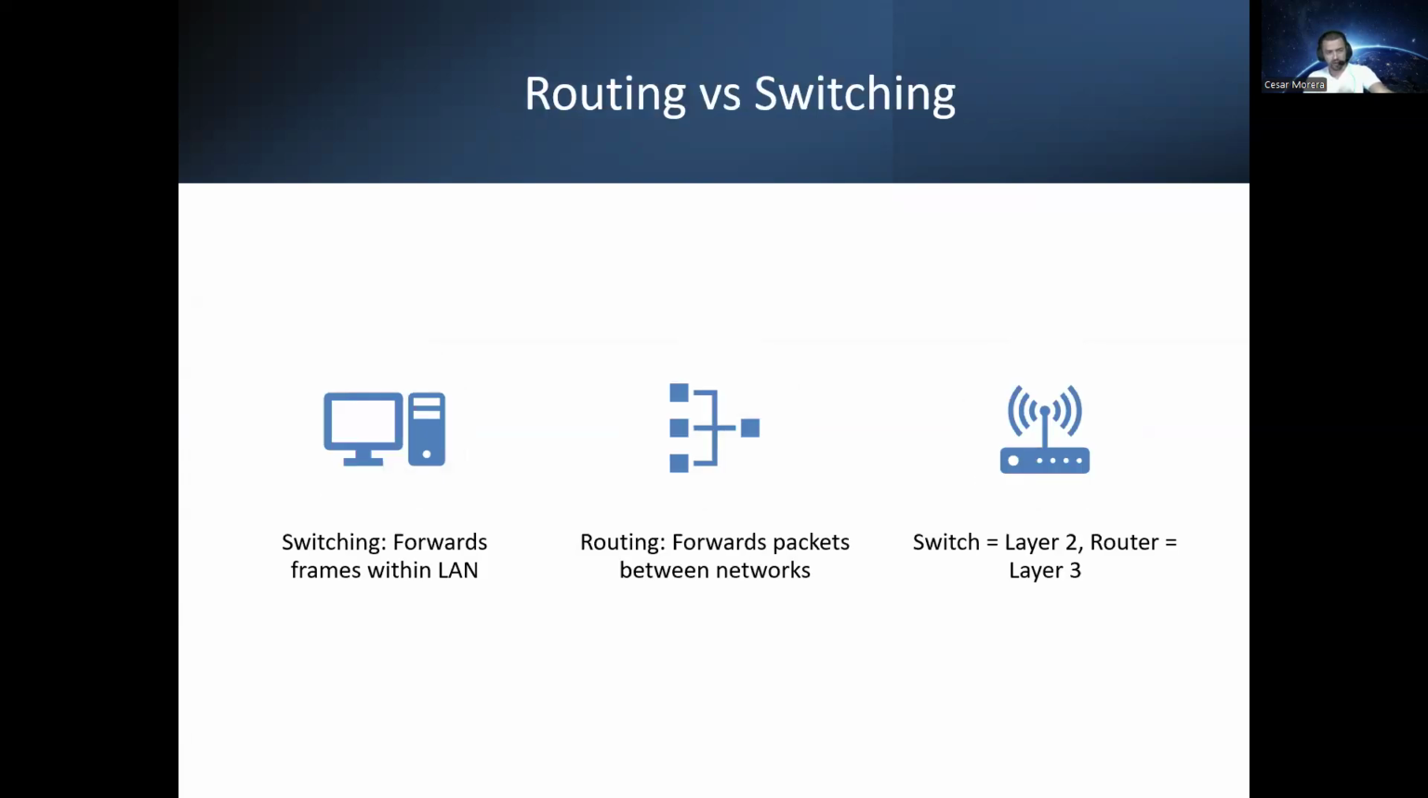Now, talking about routing versus switching. Switching forwards frames within a LAN, routing forwards packets between networks. Then just remember, switching forwards frames within a LAN environment, and routing forwards packets between networks. A switch works at layer 2 and the router works at layer 3.